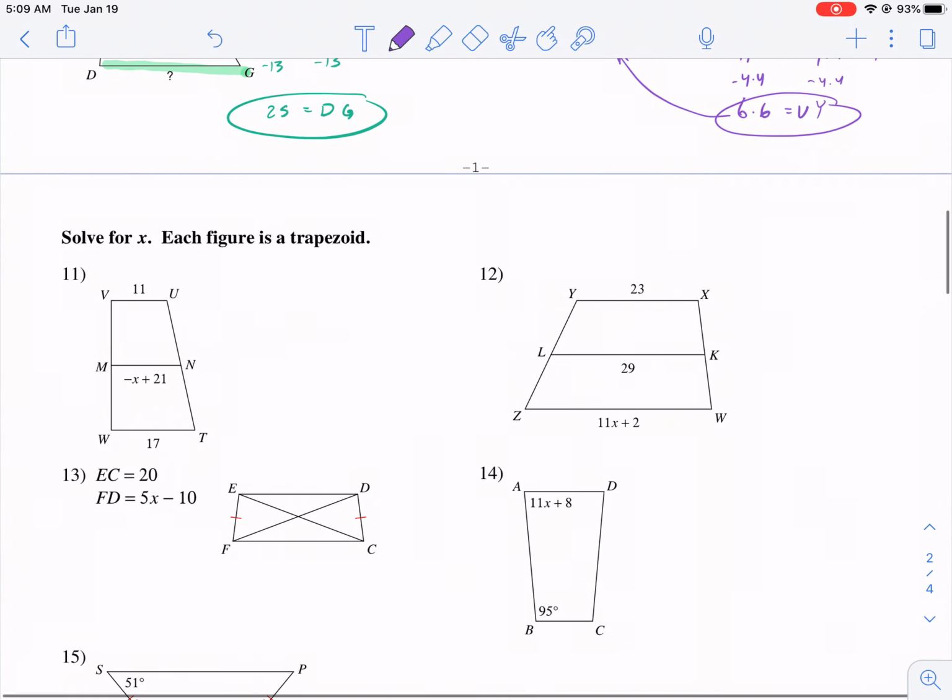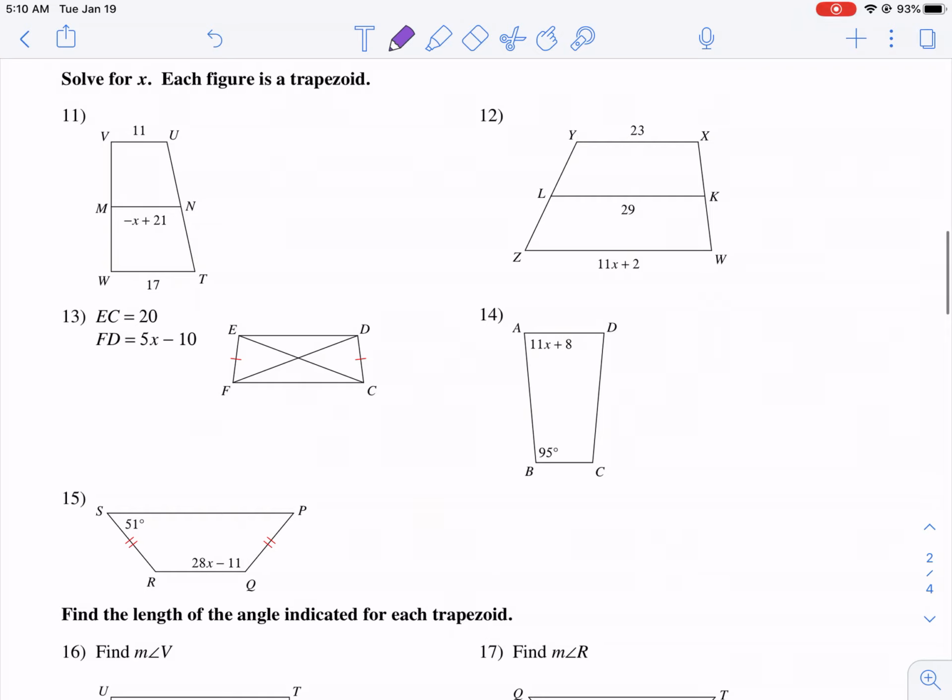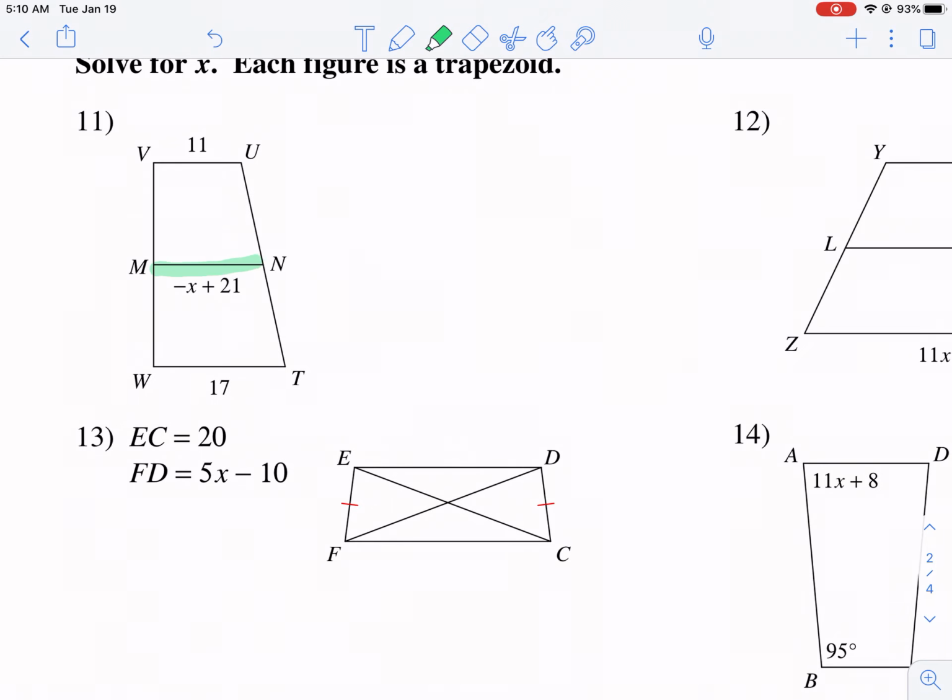We're going to get into some algebra at this point. So these ones are exactly the same way, except now we have algebraic expressions. I'll show you how to do a couple of them, but it's the same process. Now we just have one more step at the end. So here's our mid-segment, MN. We already know that MN is going to be equal to 11 plus 17, our two bases added together, divided by 2. This time we know that negative x plus 21 is equal to MN. So it's not just x, but negative x plus 21. And that's going to be equal to 11 plus 17 is 28 divided by 2. So we have negative x plus 21 equals 14. So now we just need to solve for x.